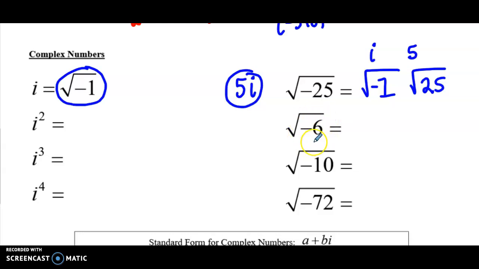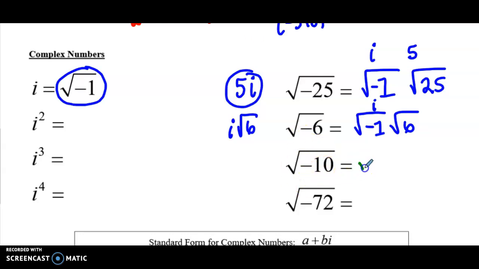Okay, now let's take a look at this one. Let's do the same thing here. So let's pop that negative outside the radical. Okay, so we have negative 1 times positive 6. And since these are both under the radical, that's why you can multiply them. So negative 1 times the square root of 6. This negative 1 becomes the i. Can't do anything with the square root of 6. So this becomes i times the square root of 6. And I often put the i in front here just to make sure it doesn't look like it's under the radical, because it's not under the radical.